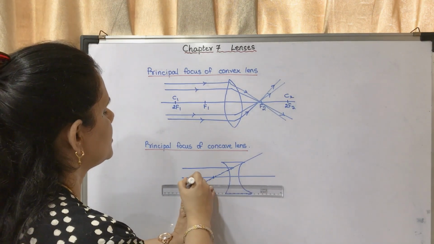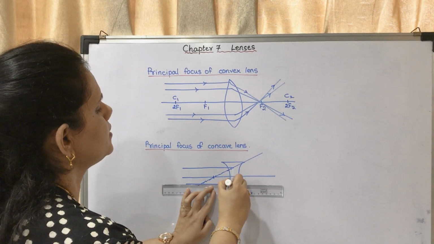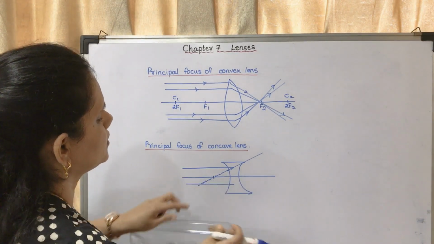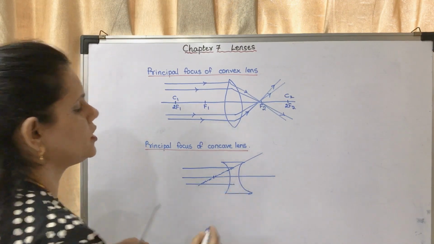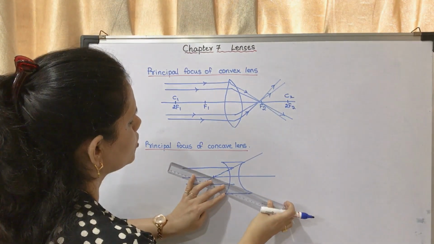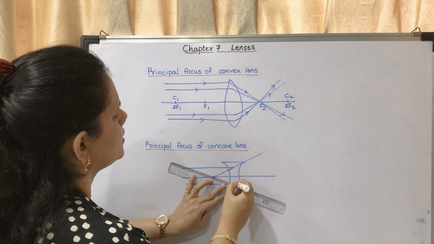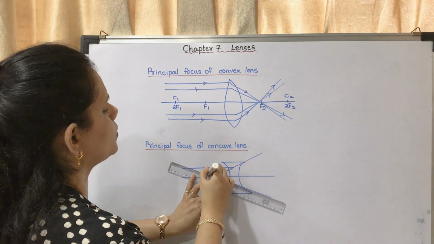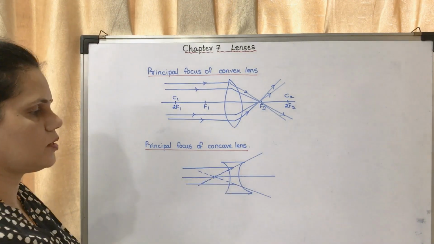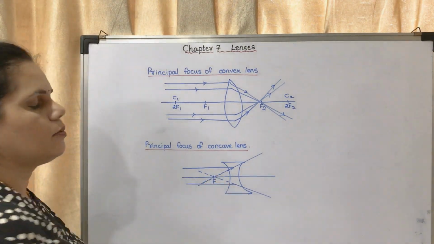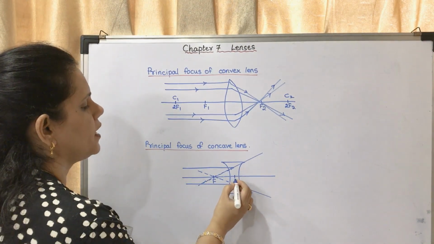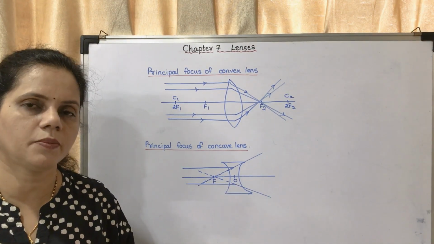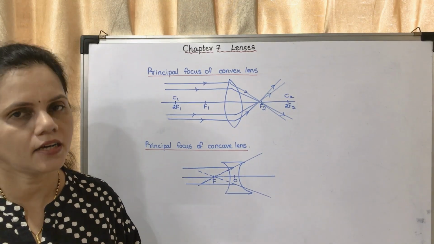This is the incident ray. Now the refracted ray, this point and this point should coincide. Okay, so you have to show it like this. This is the refracted ray. This line you have to extend backwards, and you have to make it pass through that point. That is taken as the principal focus of the concave lens. This is the optical center. This is how to draw the principal focus of the convex lens and the concave lens.